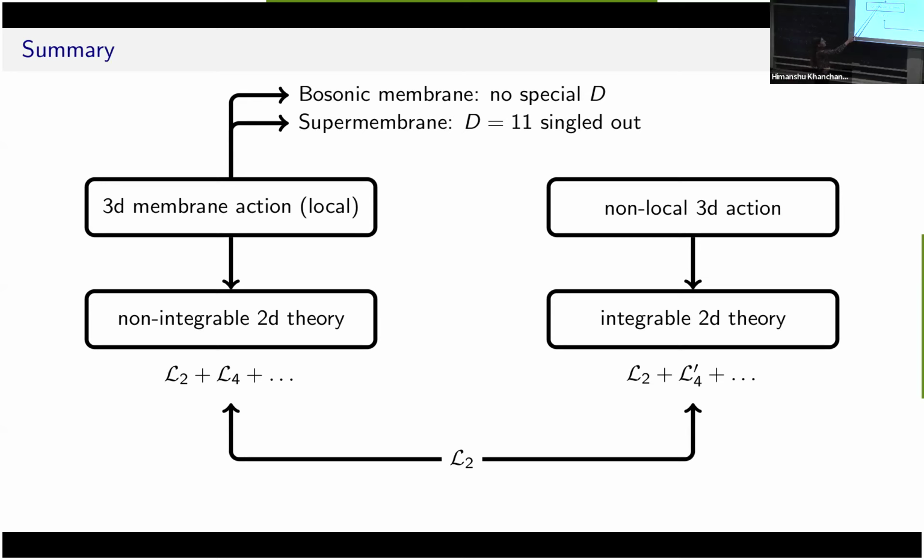So the 3D membrane action, at the bosonic level, there doesn't seem to be any special dimension D. For the supermembrane, D equal to 11 seems to be singled out, but as I said, we don't understand yet what this means. When compactifying down to a two-dimensional theory, this gives a non-integrable theory. So the Yang-Baxter equation is not satisfied. This L4, this interaction vertex, is not one that gives rise to an integrable theory. But you can start with the same L2, so this infinite tower of massive fields, calculate a new interaction vertex L4 prime, which is obtained through TTbar deformation. Thinking of this integrable 2D theory as coming from a 3D theory, it seems like this 3D theory should be something that is non-local, as opposed to the membrane action, which is something that is local.